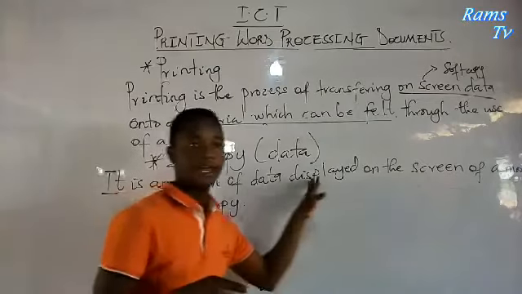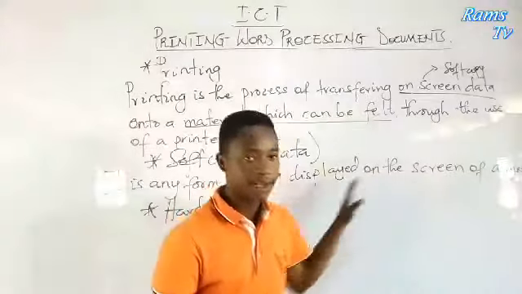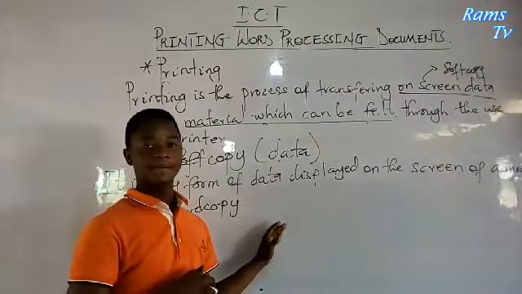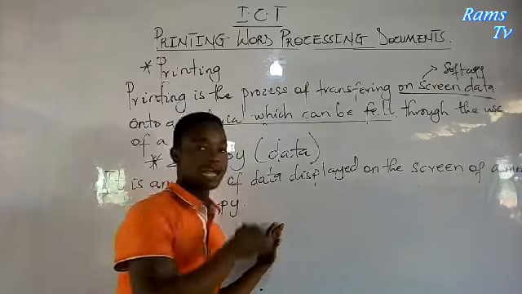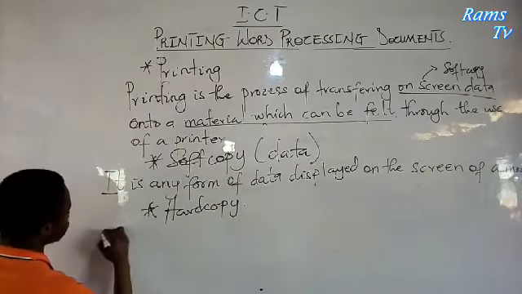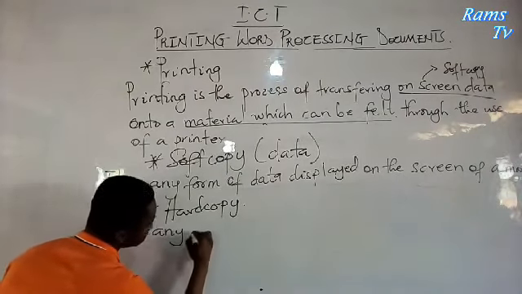Soft copy form of data is data which can be seen on the screen of a monitor. What do you think hard copy is going to be like? Your guess may be as good as mine. Hard copy form of data is any data.